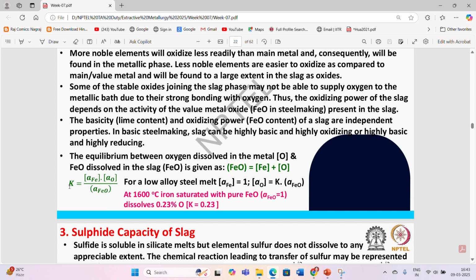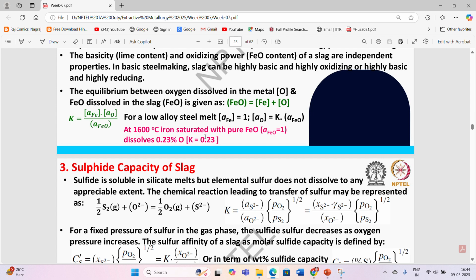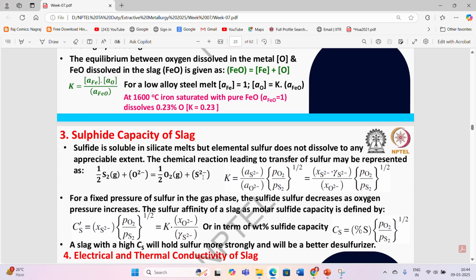The equilibrium between oxygen dissolved in the metal and FeO dissolved in the slag can be defined as FeO = Fe + O. So K equals activity of Fe times activity of oxygen divided by activity of FeO. For a low alloy steel melt having activity of Fe equal to 1, activity of O equals K times activity of FeO. At 1600 degrees Celsius, iron saturated with pure FeO dissolves 0.23% of oxygen, so your constant will be K equal to 0.23.